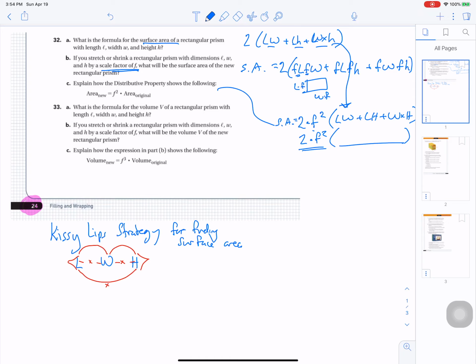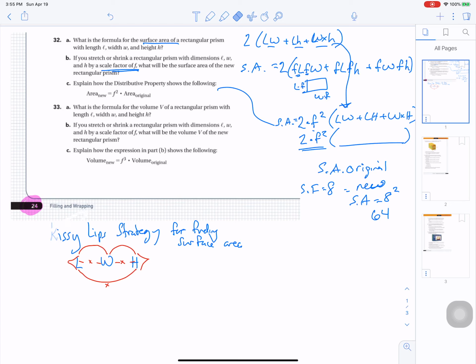That's why on the checkup for 8, whatever the surface area of the original was, if it was a scale factor of 8, the new surface area would be 8 squared bigger, or 64 times bigger. There's a lot of information there. I would highly recommend, if you're confused by that, take another look.